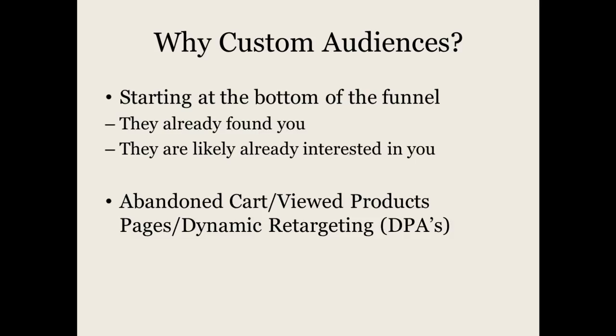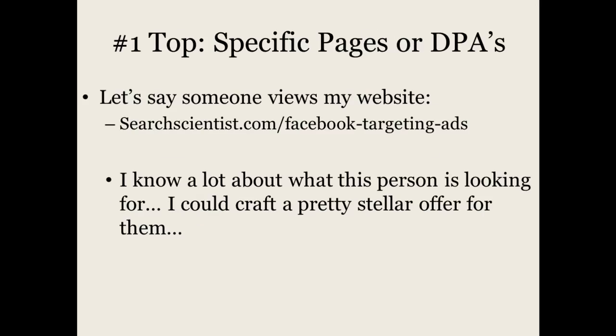As I said earlier, you must look for audiences who would specifically have interest, or automatically have interest, in your product. Okay, more specification, less audience, but more sales and more accuracy. Next, this is the top one: specific pages or DPAs. Let's say someone views my website. Okay, so I know a lot about what this person is looking for. I could craft a pretty stellar offer for them. So we have specific pages that we can use in our Facebook ads.